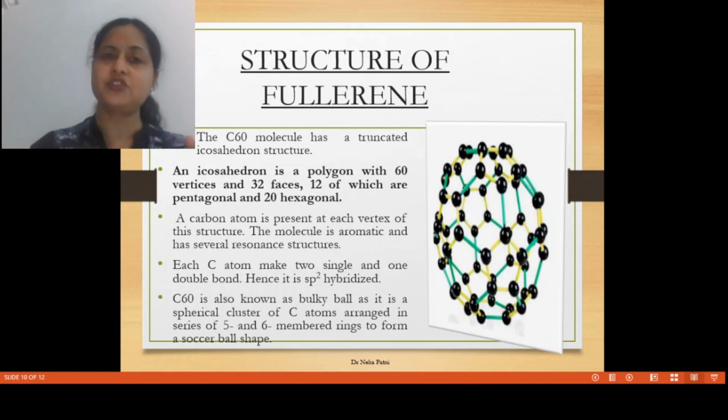Going to the hybridization portion, the carbon is hybridized as sp2, and that means the 4 valency of carbon is satisfied by 2 single bonds and 1 double bond. So it's like alternate single and double bonds in the structure.